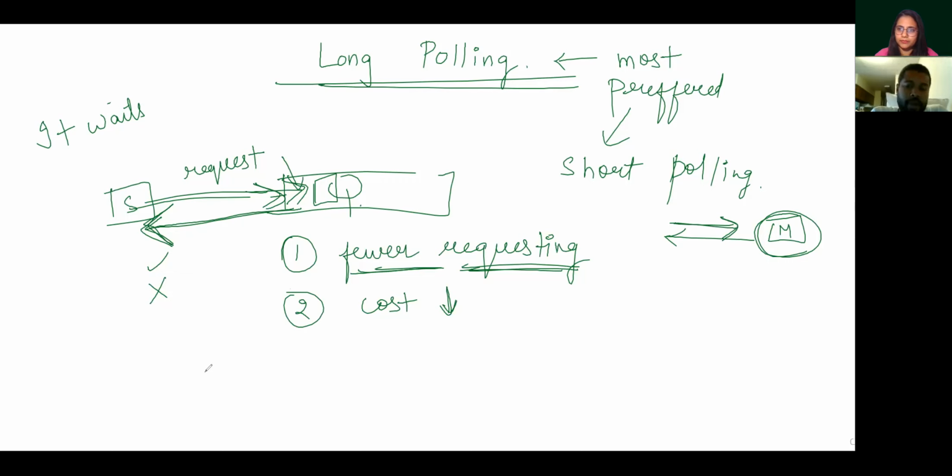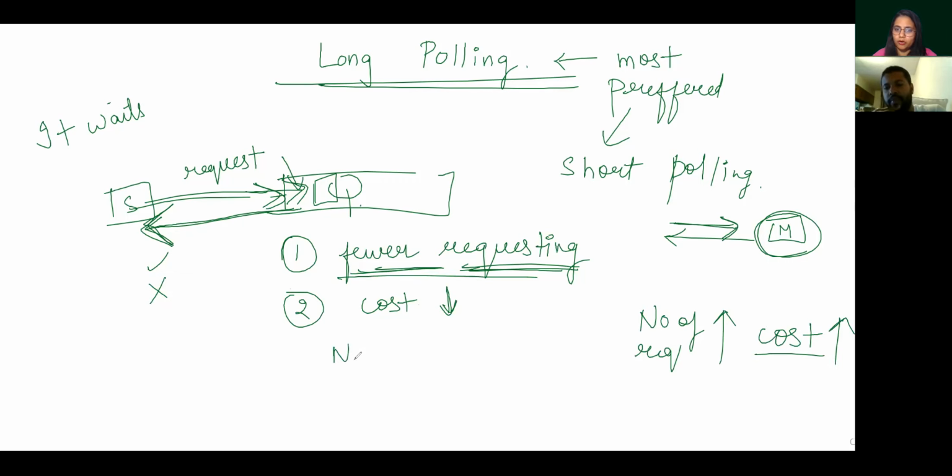Fewer requests and the cost will be less, right? It decreases. Like in short polling, it was increasing because there are continuous requests being sent. So as the number of requests increases, your billing cost will also increase. If the number of requests is less, then the cost will be less automatically.